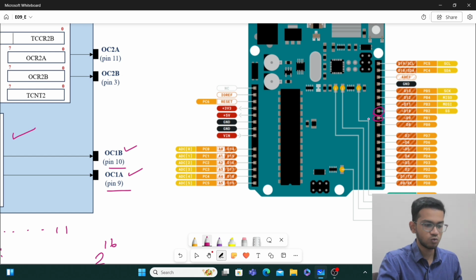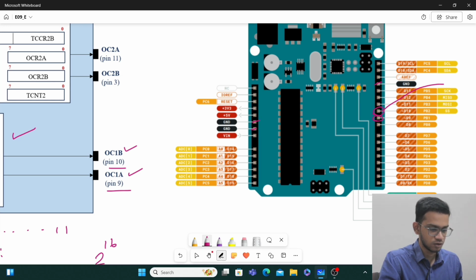Obviously, when you are connecting wires, if you are trying to take output out of pin 10, for example, you have to connect a wire between pin 10 and any ground, either this ground or this ground or this ground, any ground. So you'll take 2 wires, and you'll get the PWM across them. Now the discussion is how to get the PWM.